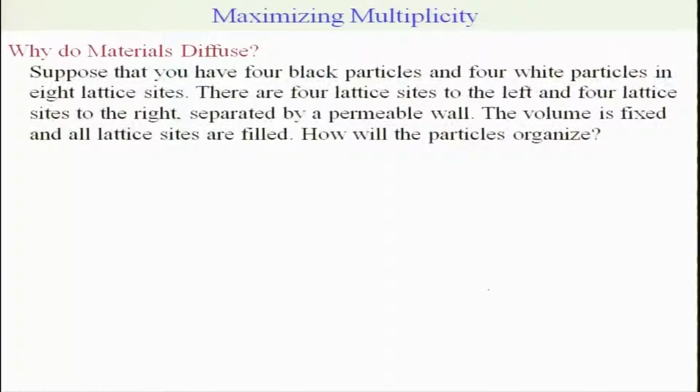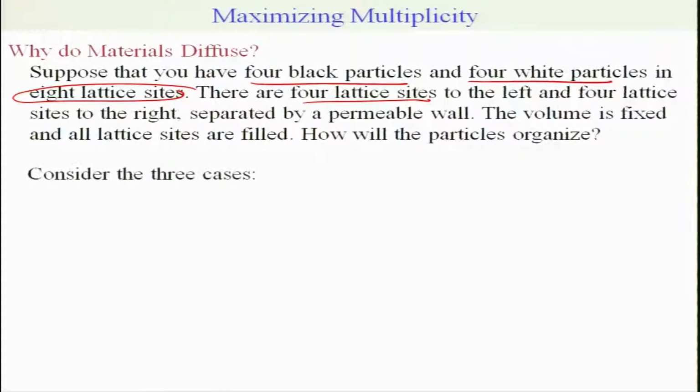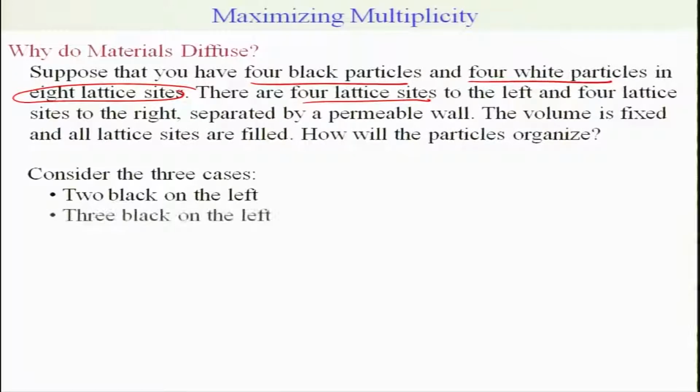Another example, and we try to explain the phenomenon based on the maximizing multiplicity concept. For example, why do materials diffuse? Suppose that you have 4 black particles and 4 white particles in 8 lattice sites. So, there are 4 lattice sites to the left and 4 lattice sites to the right, and these left and right regions are separated by a permeable wall.